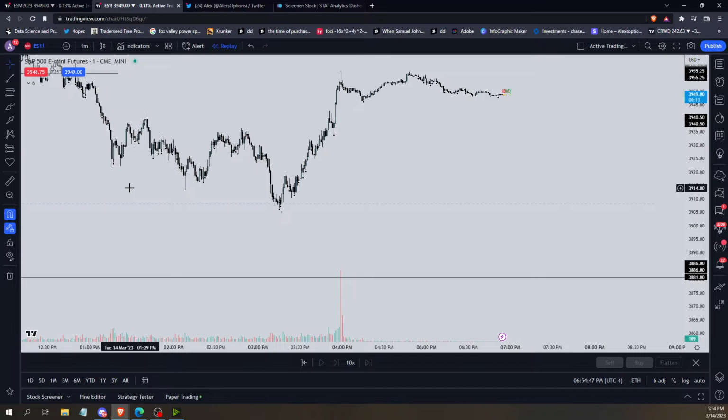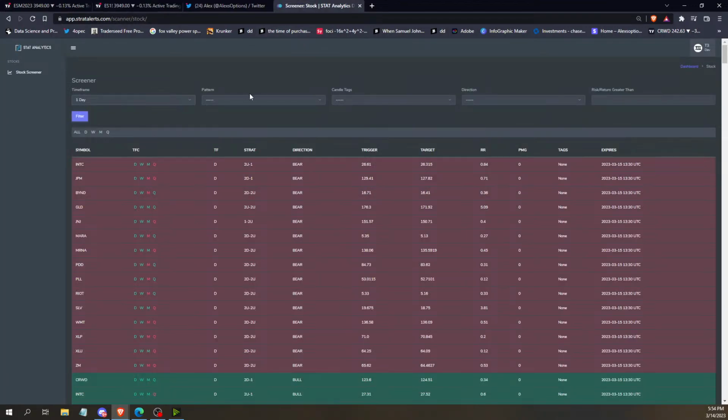Now, given those, we can then just scan quickly for inside days, which this should be able to do for me pretty easily.